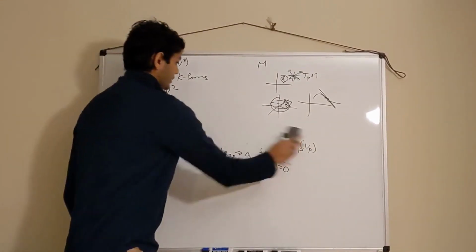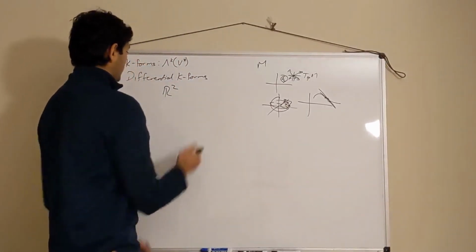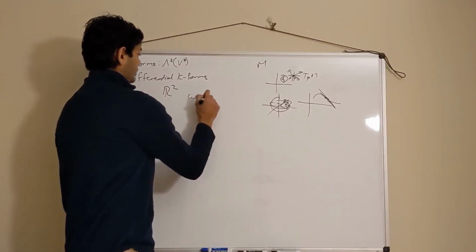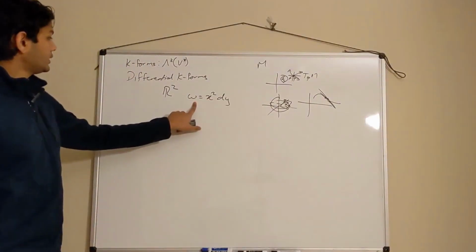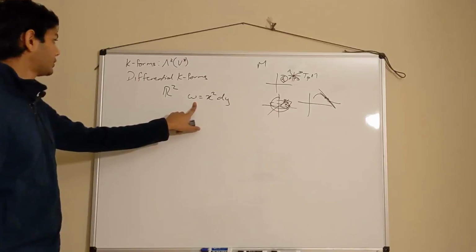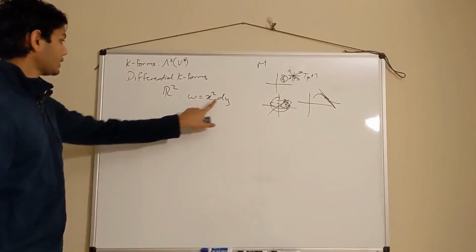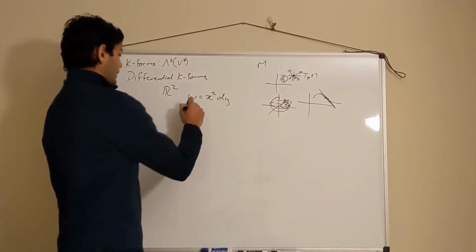The second example, which is a bit more interesting, is going to also be a subset of R2, but we're going to consider the form omega is equal to x squared dy. And so omega is going to be the common notation I'm going to use for differential k-forms. And this is, again, a differential one form on R2.